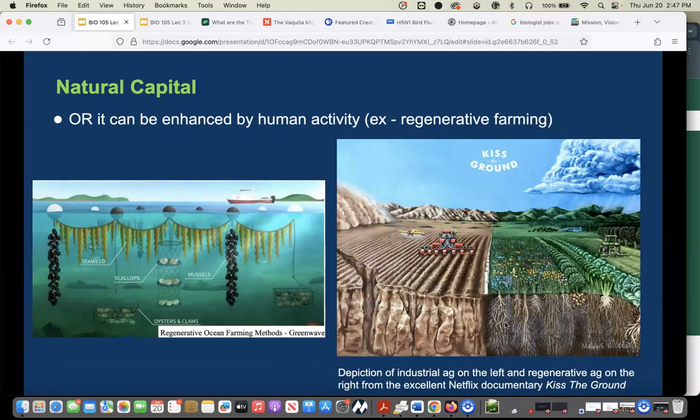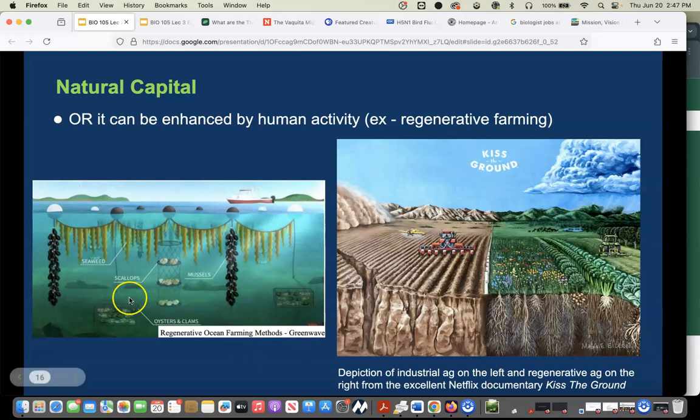However, natural capital can also be enhanced by human activity. And we're not going to talk about this a lot now because I'm going to get to this later on in the semester. But I wanted to give you not just the doom and gloom, but also ways in which humans can actually enhance our natural capital.